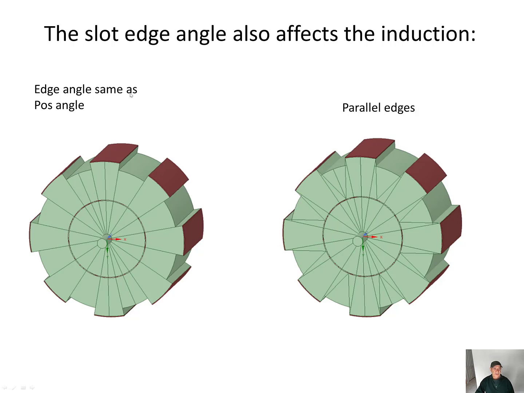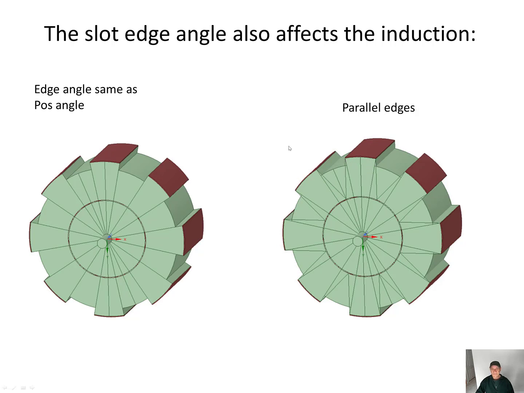The edge angle is the same as the position angle. Position angle is the angle around the circle. So here the edge is at the same angle as the position angle. This is called the position angle. This is parallel edges, so straight. It's not the same as the position angle.